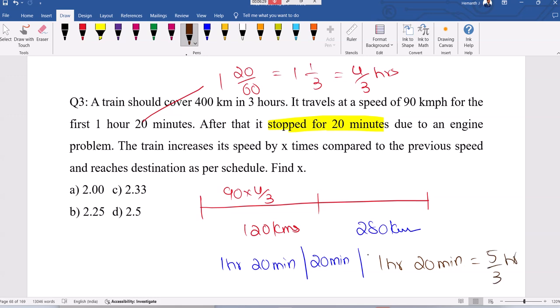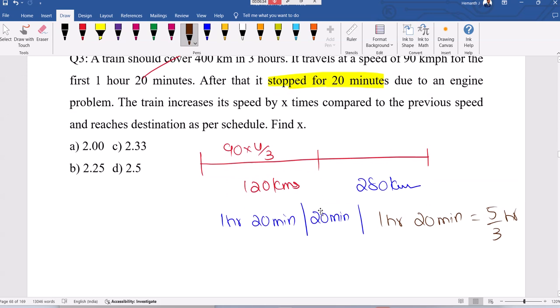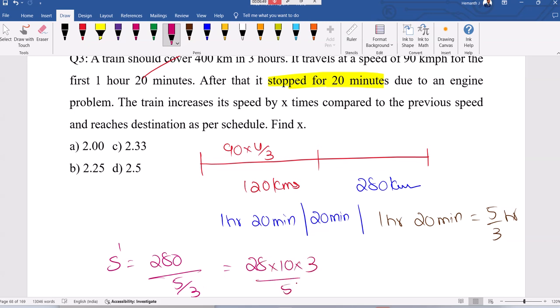So I need to complete 280 kilometers in 5 by third of the hour. So speed is distance 280, this is the new speed, 280 over 5 by third of the hour. So 280 into 3, or 28 into 10 into 3 divided by 5, which is 56 into 3, 168. 168 kilometer per hour.